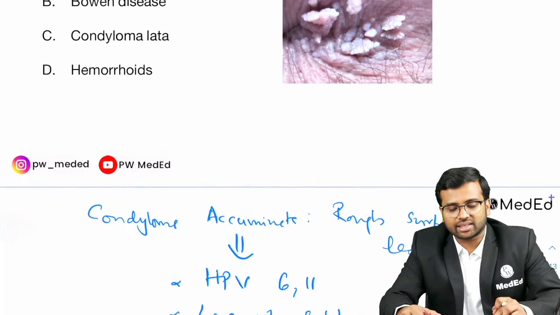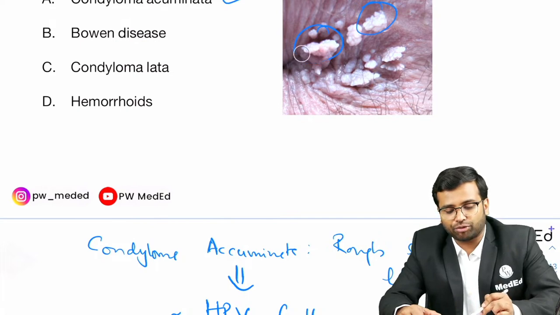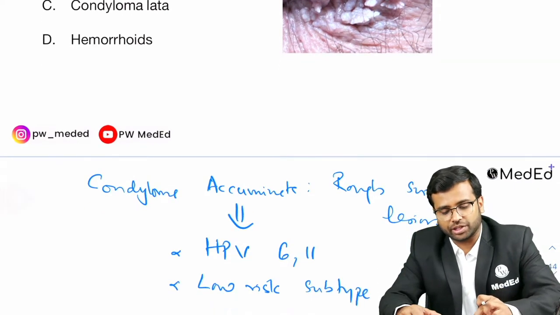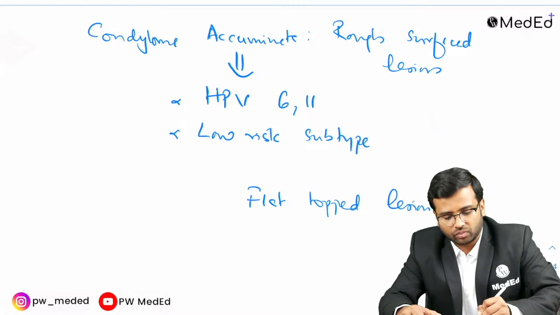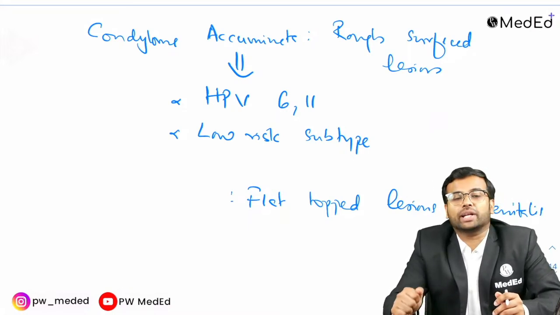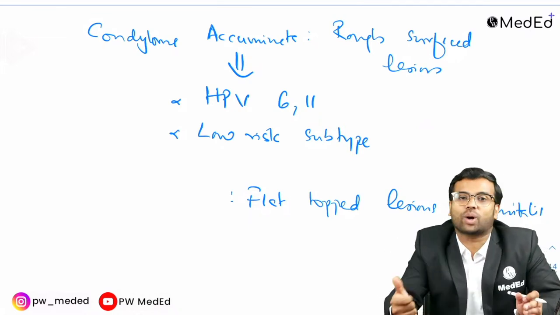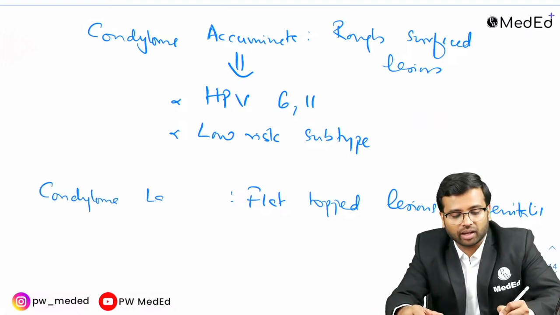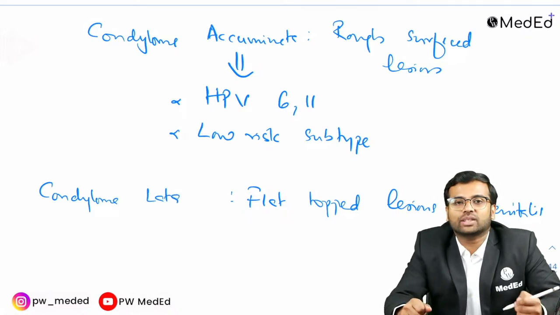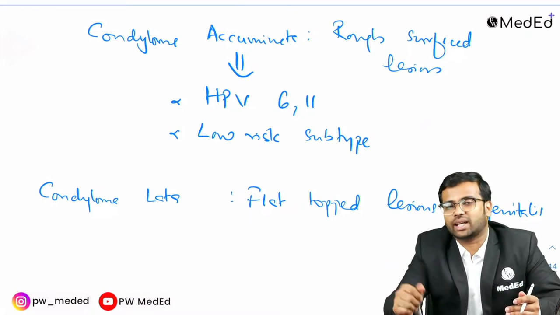Now tell me, instead of these rough surfaced lesions like what you can see here, if you find flat topped lesions in the genitalia, what would have been your answer? If it is a flat topped lesion, it is not going to be condyloma acuminata. Instead, the answer would have been condyloma lata.